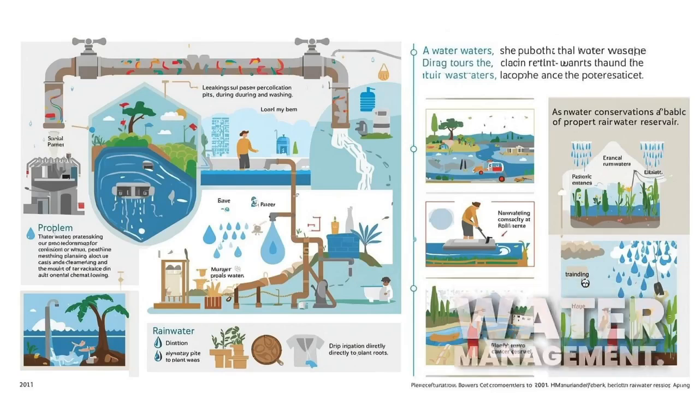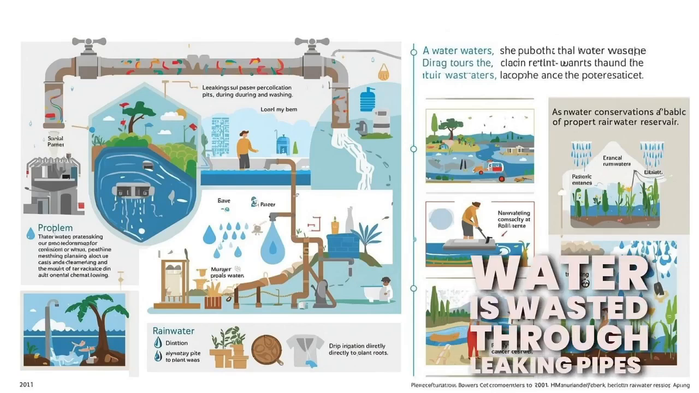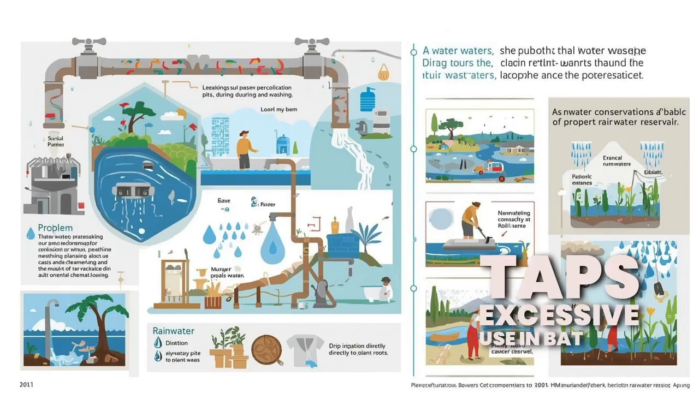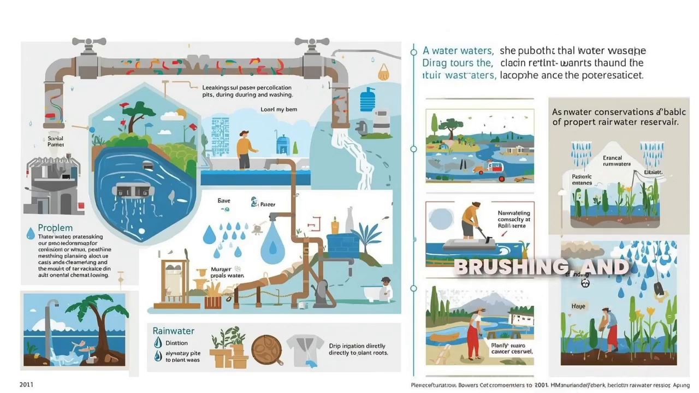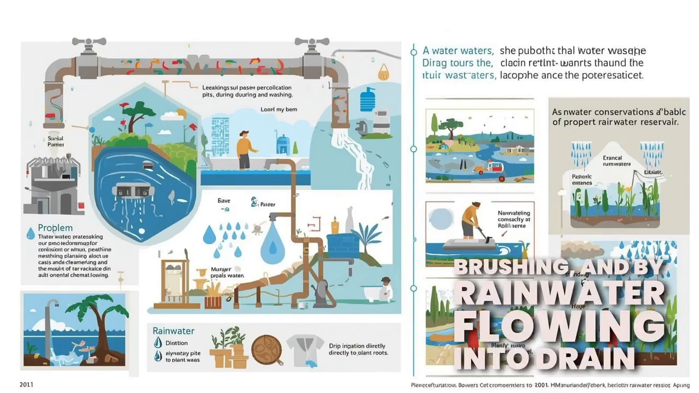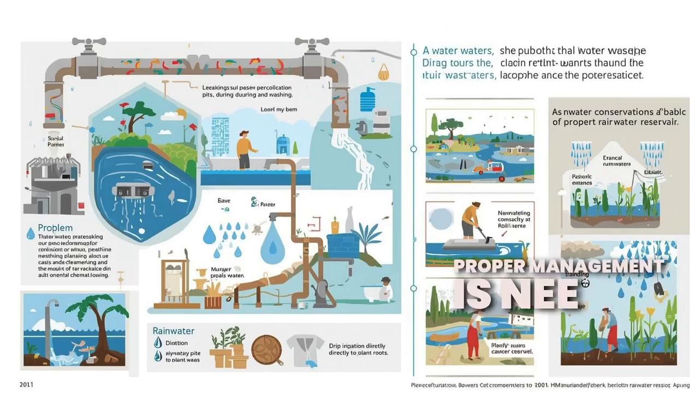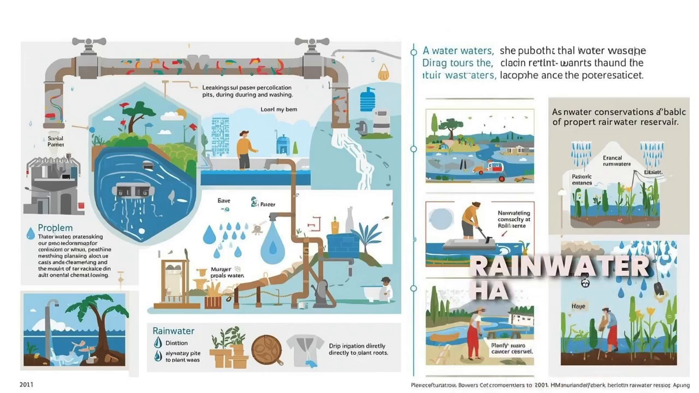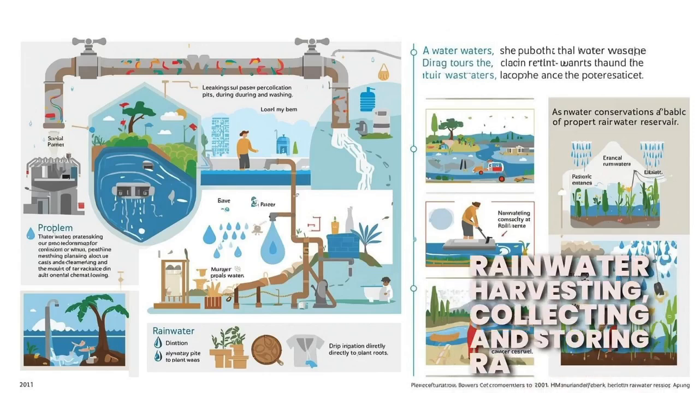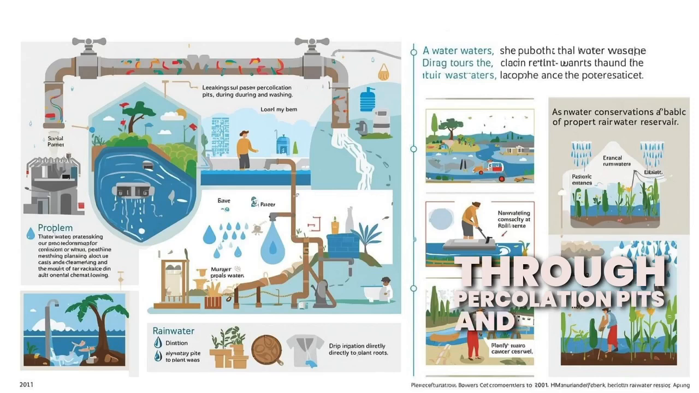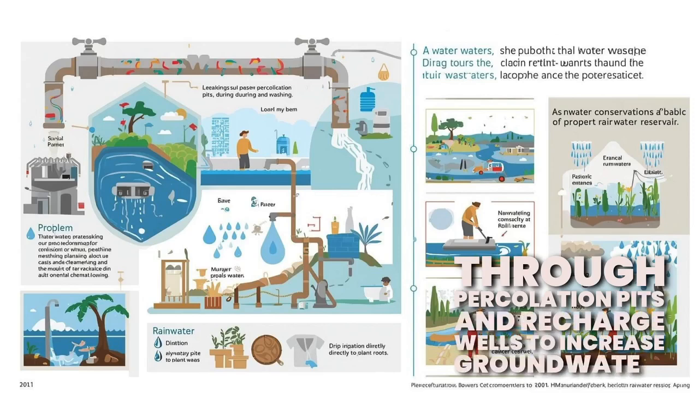Water management. Water is wasted through leaking pipes, taps, excessive use in bathing, washing, brushing, and by rainwater flowing into drains. Proper management is needed to save this resource. Methods: 1. Rainwater harvesting. Collecting and storing rainwater through percolation pits and recharge wells to increase groundwater.